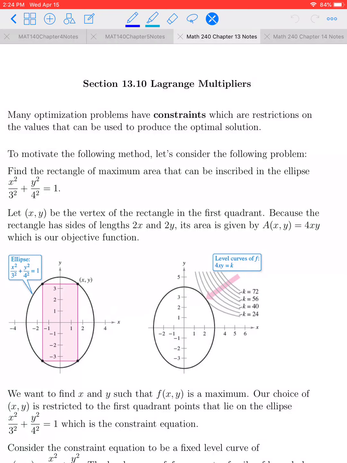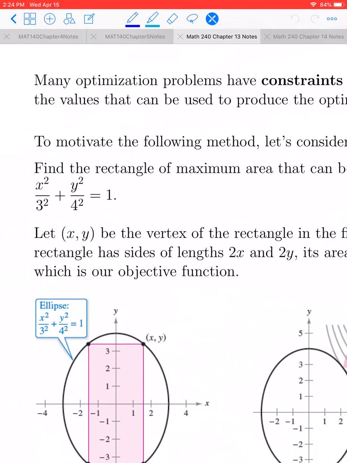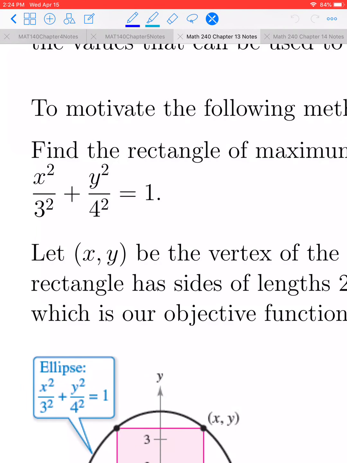As an example of this, suppose we want to find the rectangle of maximum area that can be inscribed in the following ellipse. So to work this problem out, we'll look through this particular example, and this will motivate the definitions we're going to see in a moment for the Lagrange multipliers.